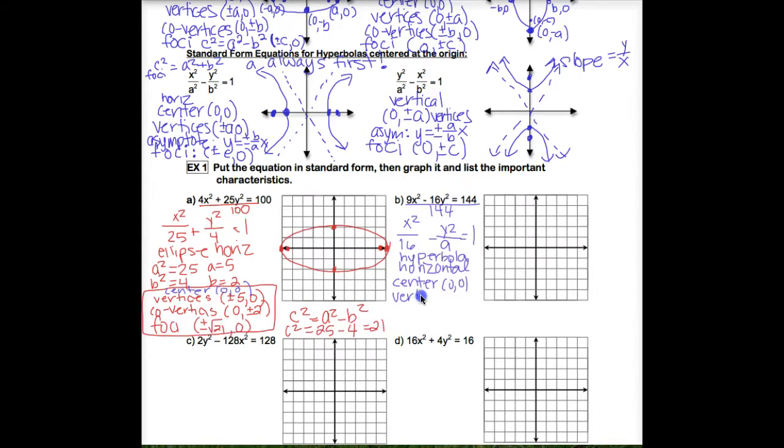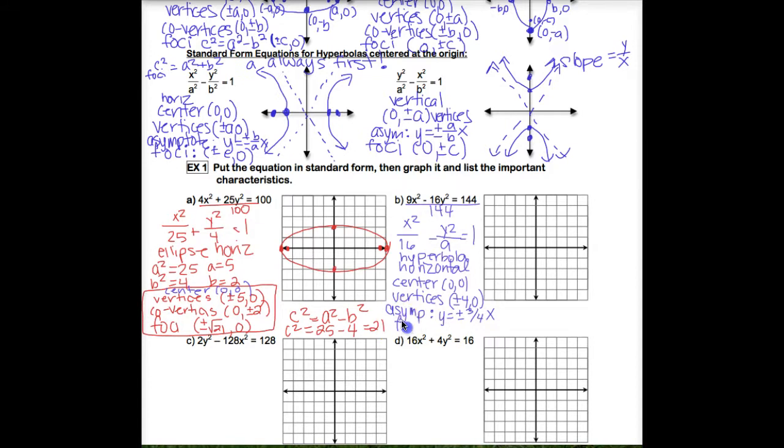My vertices, I need to find my A value here. So when I look here, my A is always first, so square root of 16 is 4. So plus and minus 4, 0 are going to be my vertices. My asymptotes, y equals plus or minus. Remember, it's always y value over x value. So square root of 9, which is 3, over square root of 16, which is 4. So 3/4 x.